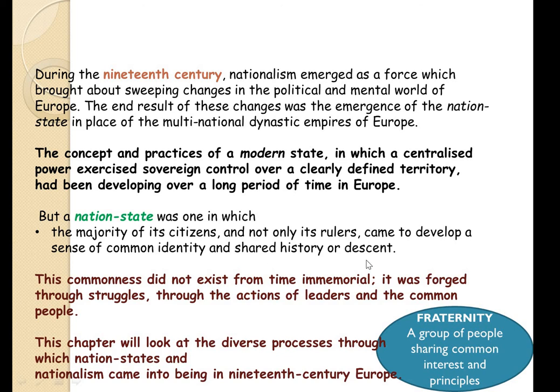Did you understand? So now this particular chapter is going to look at the diverse processes through which nation states and nationalism came into being in the 19th century. That is what we are going to see. How nationalism, and as a result of nationalism, how nation states emerged, especially by the 19th century.